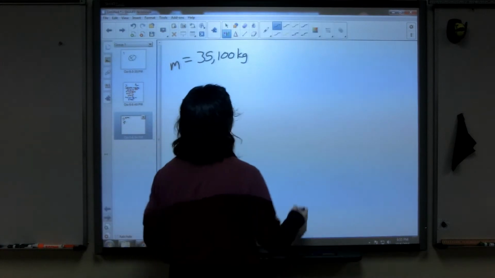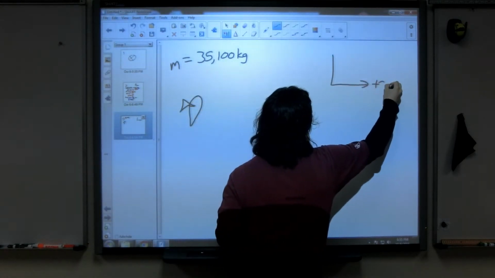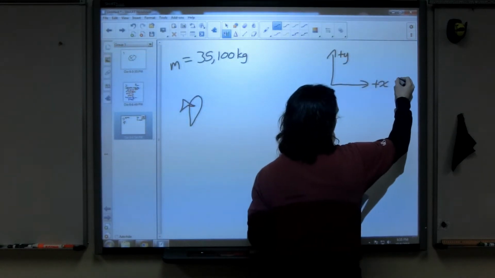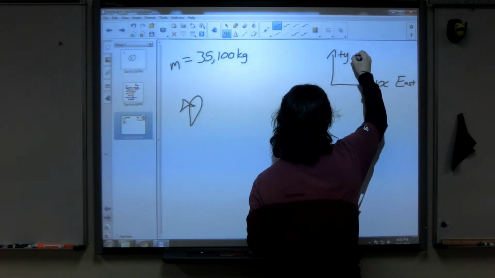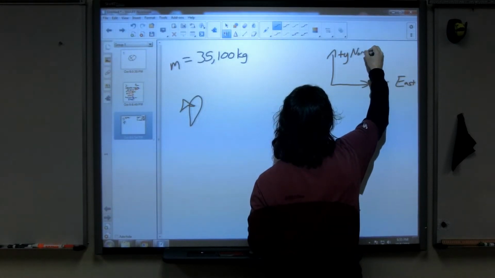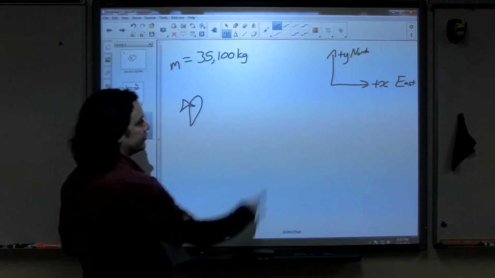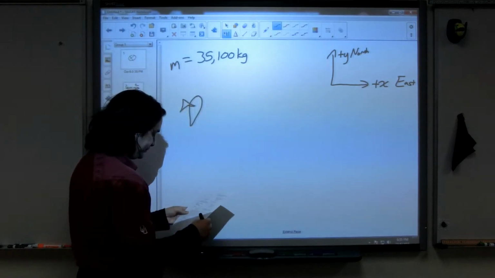So the first thing I'm going to do is set up a coordinate system. I'm going to say that positive x is this way, and positive y is this way. That's what we normally do. And I'm going to call the positive x direction east. That makes the positive y direction north. Now, it's like we're looking top down on a map, and usually maps have north up and east to the right. West is this way, and south is down.